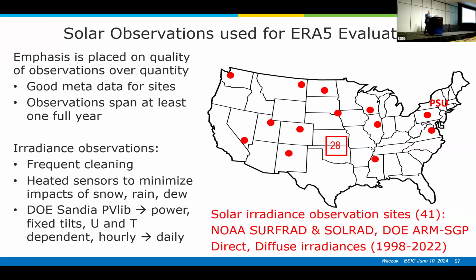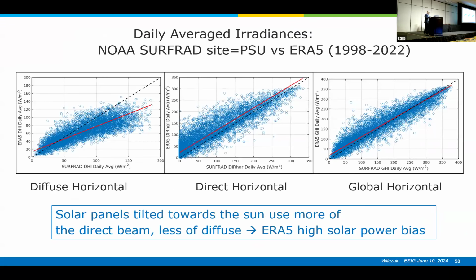And I will focus a little bit next on the observations from this Penn State University site, PSU, shown in the top right there. And turning now to those PSU observations, I'm showing here simple scatter plots on the left of the diffuse horizontal irradiance. And you can see that the ERA-5 has a pretty significant low bias of the diffuse. And the middle panel shows the direct horizontal irradiance. And you can see that in contrast, it now has a high bias there.